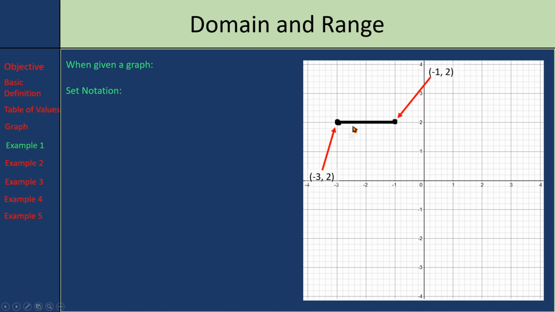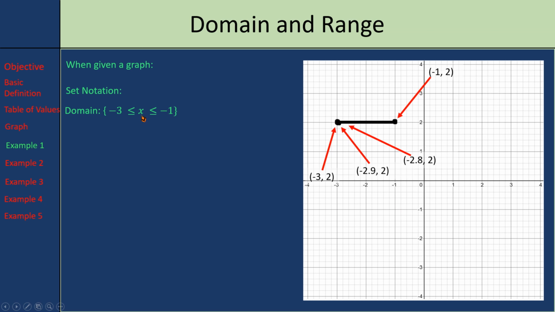If I'm going to list all the values of my input, I'm going to have -3, -2.9, -2.8, and so on and so forth. There are so many of them that I can't list them all. A way to deal with that is to write an inequality that represents from -3 all the way to -1, including all the values in between. The way we write that, for the domain, is x, because domain is talking about all the inputs, so all the x values.